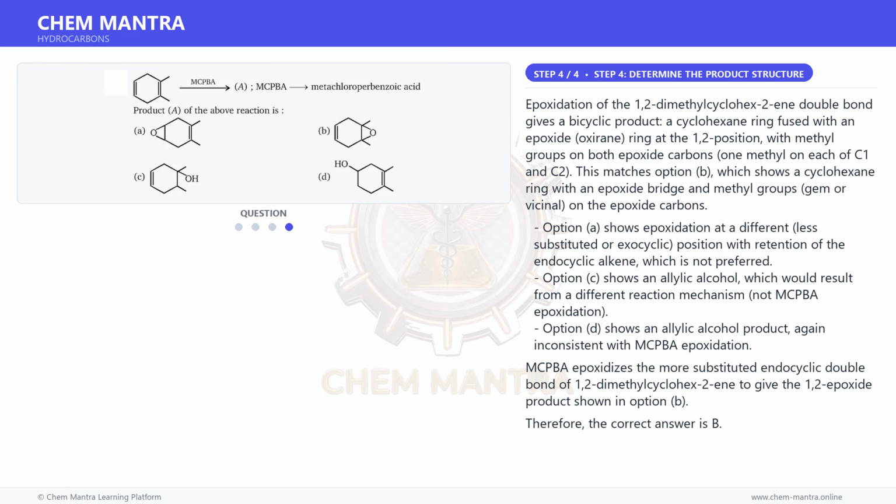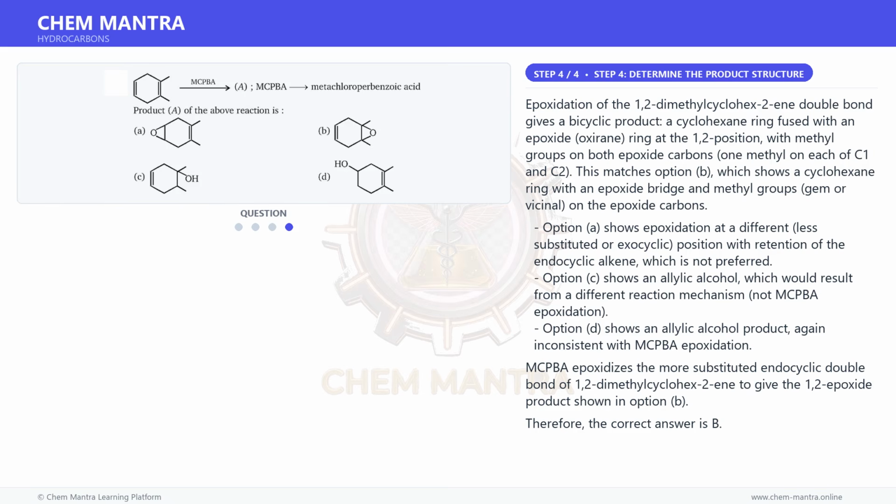with an epoxide, oxirane, ring at the 1,2 position, with methyl groups on both epoxide carbons, 1 methyl on each of C1 and C2. This matches option B, which shows a cyclohexane ring with an epoxide bridge and methyl groups, vicinal, on the epoxide carbons.